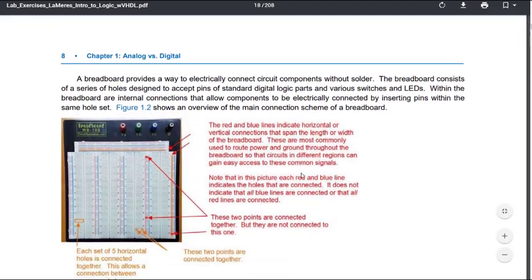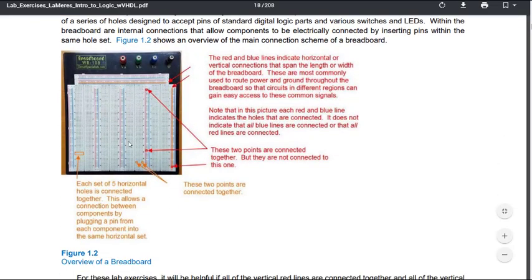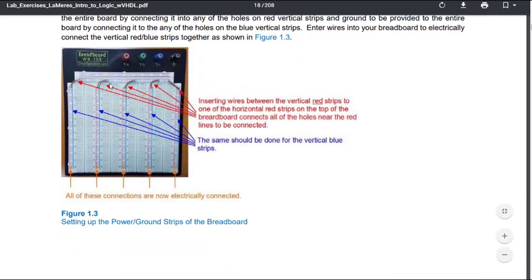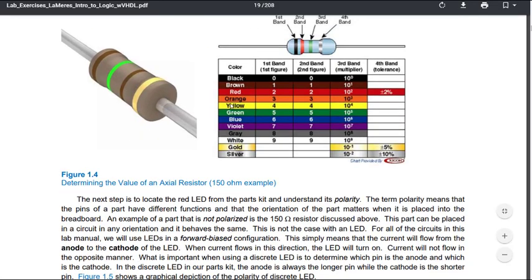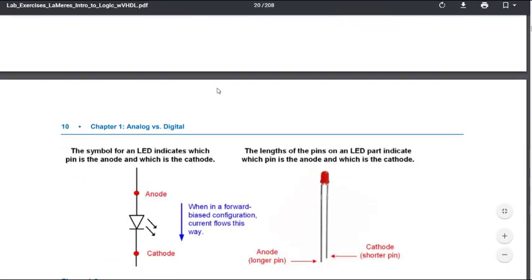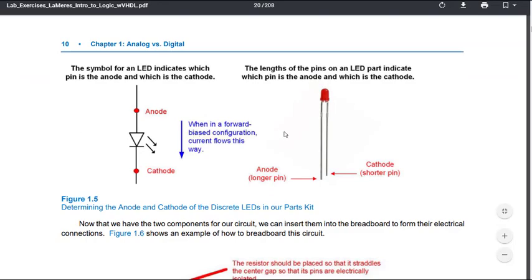In this lab, you look at how to read a resistor. You look at how an LED looks. You look at how to actually insert it in the breadboard and wire up the circuit. Then it talks about the Analog Discovery and how you actually connect it. And this is what it'll end up looking like for the first demo.